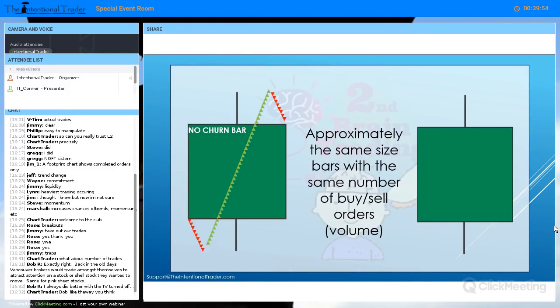Let's look at another bar. Let's look at how the orders came in. Same number of orders, same volume. It's the same volume. But let's look at how the volume came into the bar. Much different.